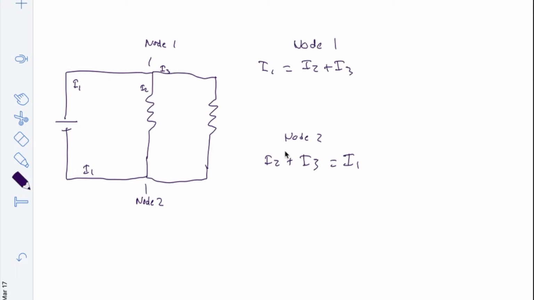So in this example, at this node, node 1, the sum of the currents flowing in is just I1, and the currents flowing out are I2 and I3. So I1 has to be equal to I2 plus I3. And vice versa at node 2, the currents flowing in are I2 and I3, and flowing out is I1. So I2 plus I3 has to be equal to I1. And this is the case at any node in any circuit.